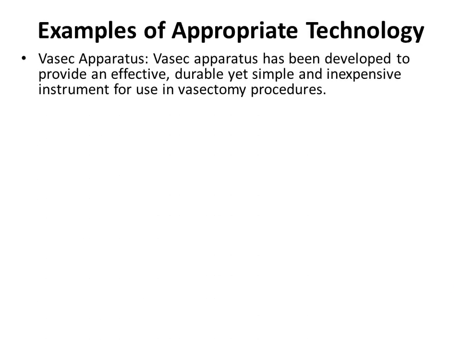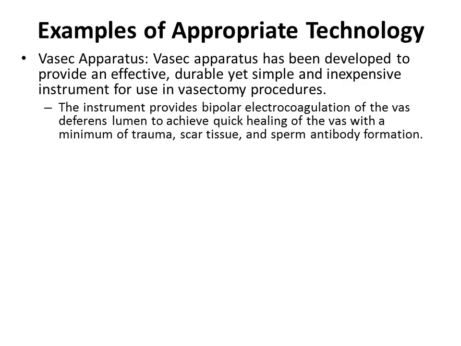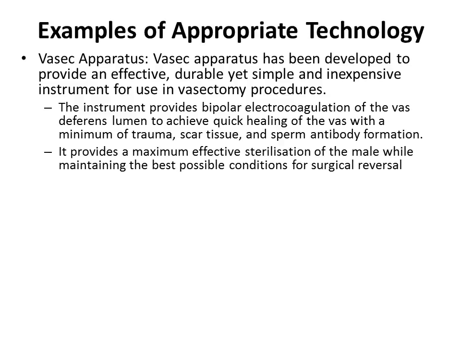Vasek apparatus. The apparatus that has been developed to provide an effective, durable, simple and inexpensive instrument for vasectomy. It provides bipolar electrocoagulation of the vas and achieves quick healing of the vas without much trauma. So there is minimum scar tissue and minimum sperm antibody formation. It is quite effective and maintains the probability of surgical reversal.